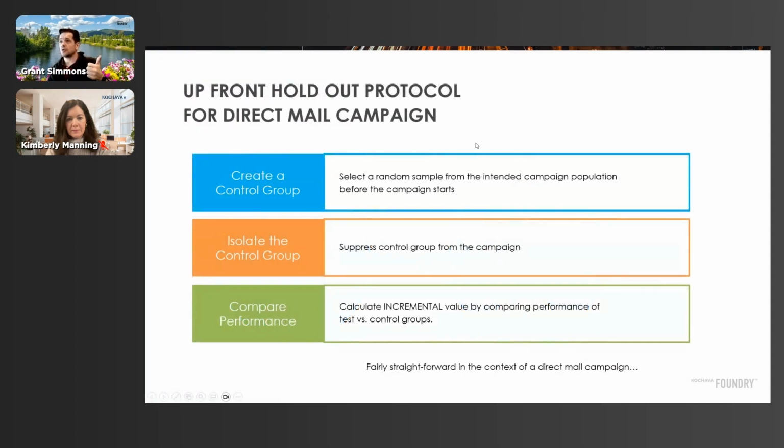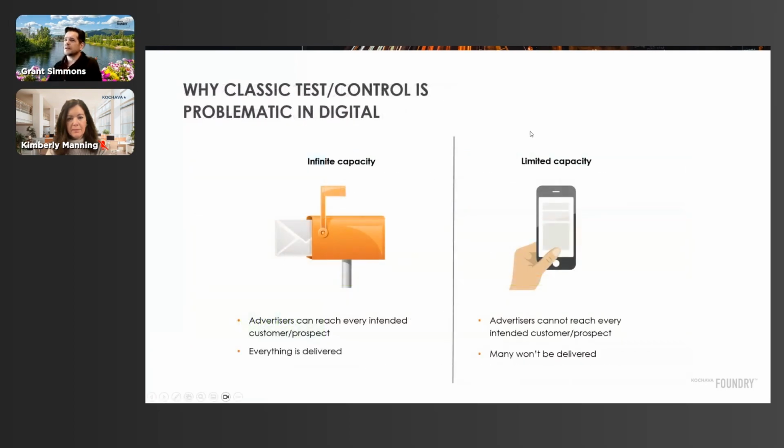You create a control group, select randomly. You isolate that control group, literally set them on the shelf. You run your media, and then you compare your performance. Holdout group. Super straightforward in the context of a direct mail campaign. However, in digital, you start to enter this notion of infinite versus limited capacity.